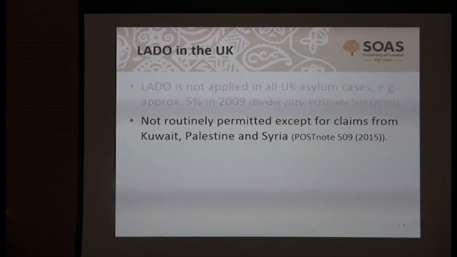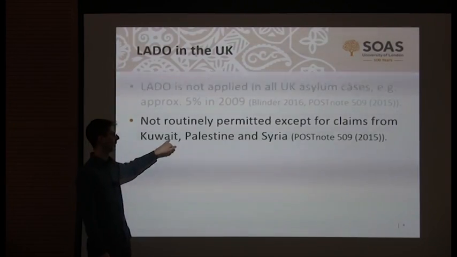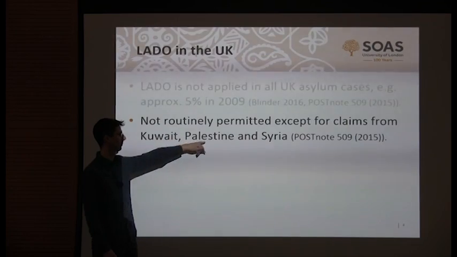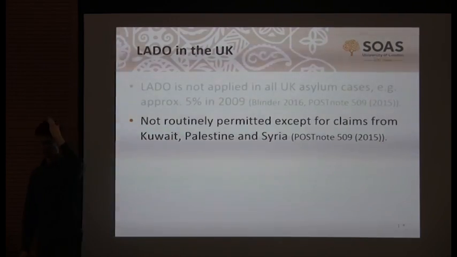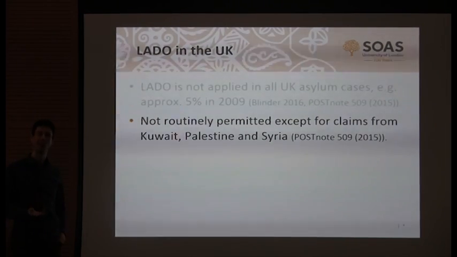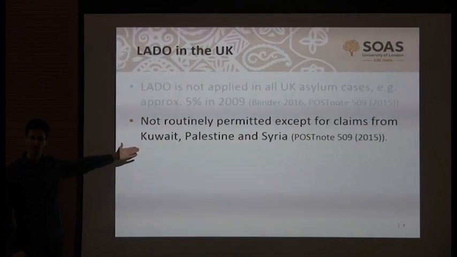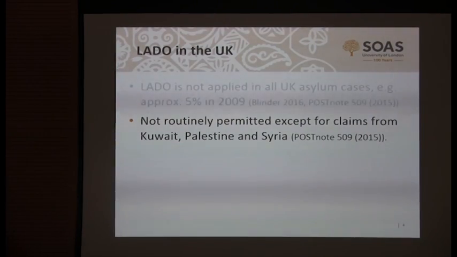Now, it's not routinely permitted. However, it is routinely permitted for applicants who say they're from Kuwait, Palestine, and Syria, because those countries are supposedly associated with a particularly high level of fraudulent claims, supposedly. To put it another way, if you are going to lie about where you're from, these are popular places to lie about where you're from, supposedly.